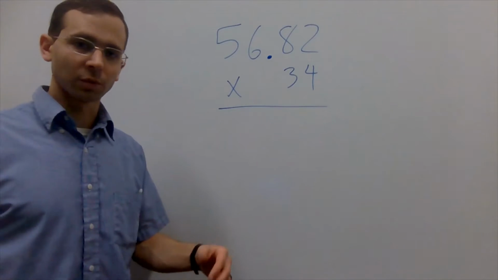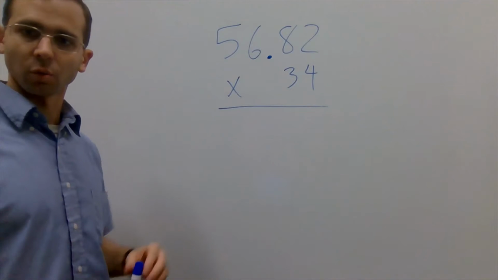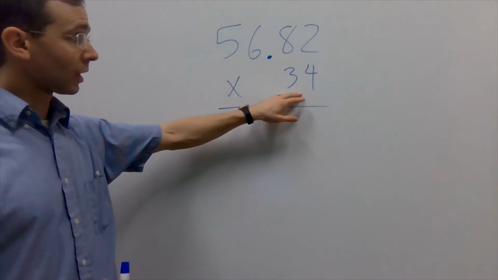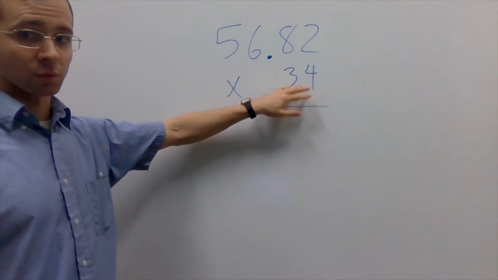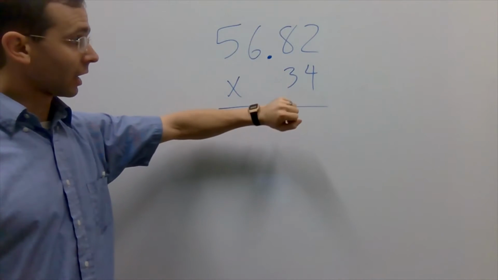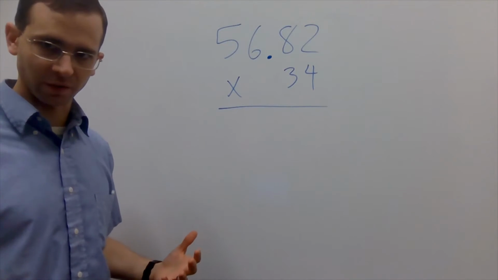Now we come to an example in which our second factor actually has more than one order of magnitude, more than one digit. In the end, we're going to have 30 times the whole first factor, as well as 4 times the first factor, and that's essentially how we keep track of this on paper.